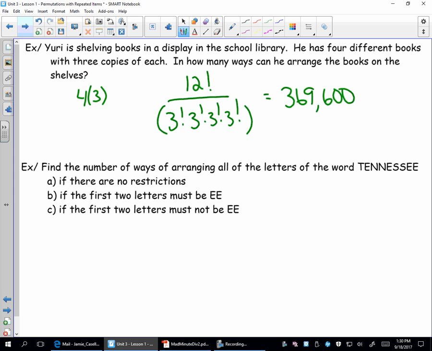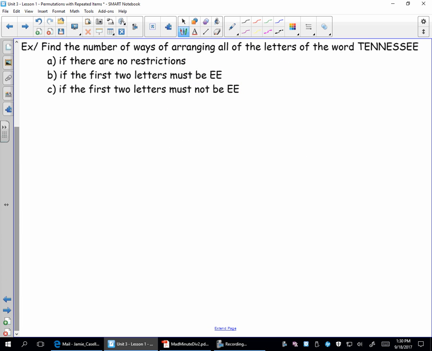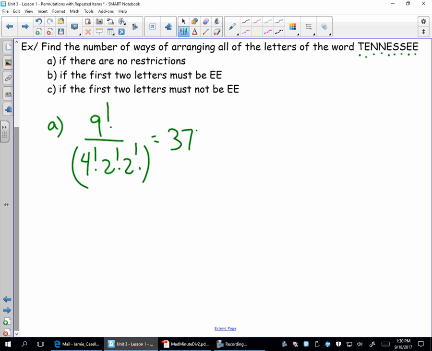Okay, let's do a slightly more tricky one here. Find the number of ways of rearranging all the letters of the word Tennessee if there are no restrictions. Okay, no restrictions means any way possible. So let's count how many letters we have. 1, 2, 3, 4, 5, 6, 7, 8, 9. Let's divide out anything that we see that's identical, we can't tell apart. So we've got 1, 2, 3, 4 E's, and we've got 2 N's, and we've got 2 S's. I can't tell them apart, I have to divide them out. And if we do that, we should end up with 3,780.